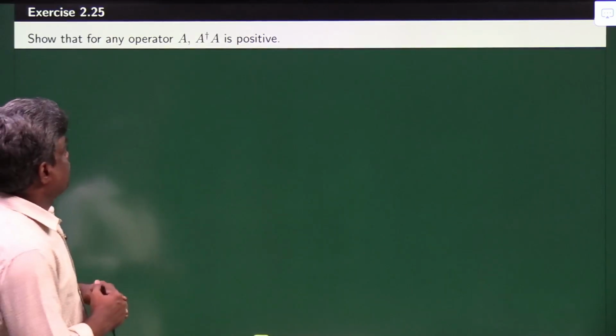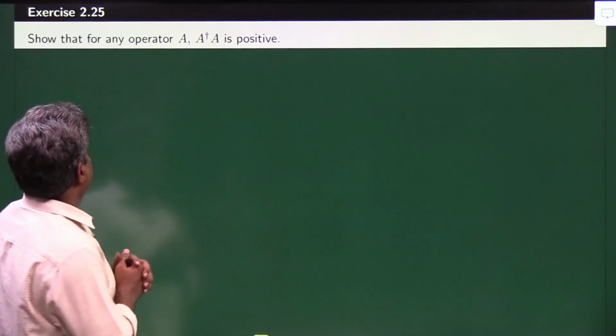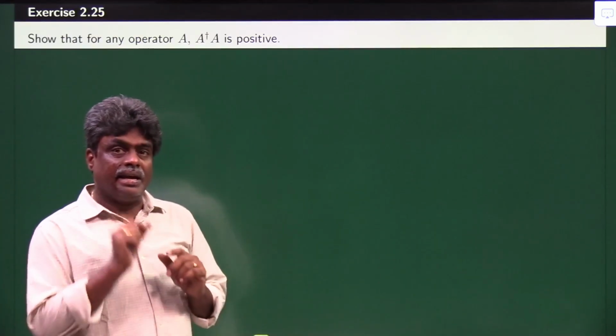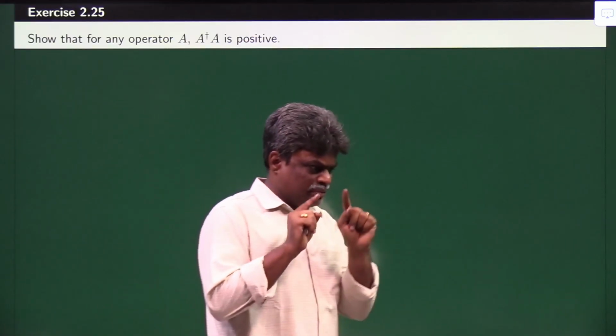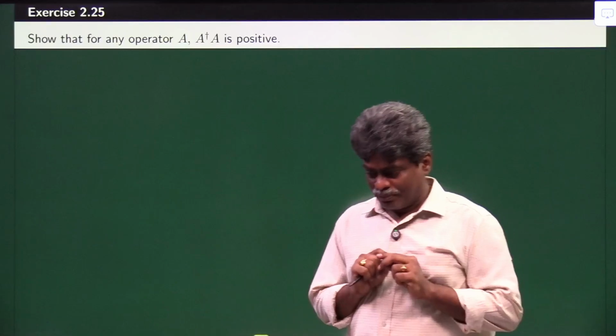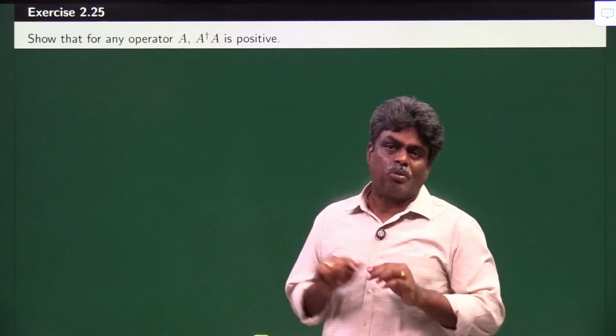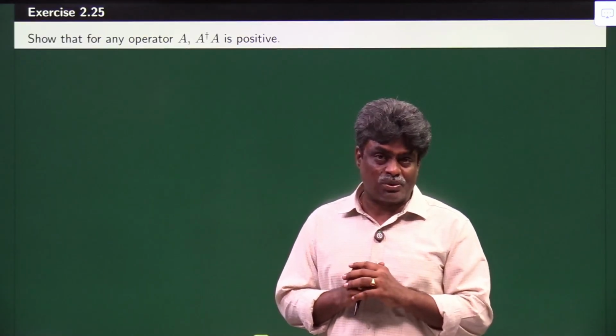So here is our next question, and they are asking for any operator A, show that A dagger A is positive. So what is the meaning of an operator being positive? You have to find the expectation value of that operator and show that it is a positive value, that means greater than or equal to 0.